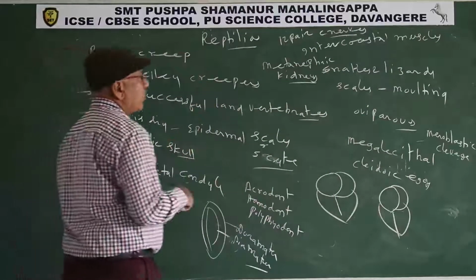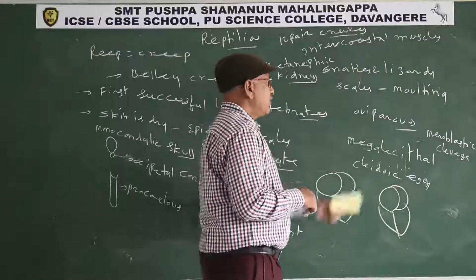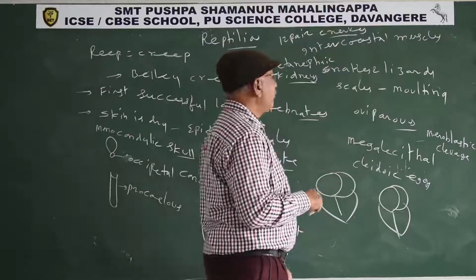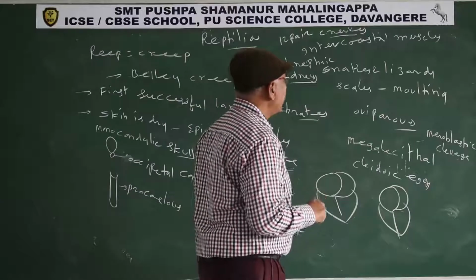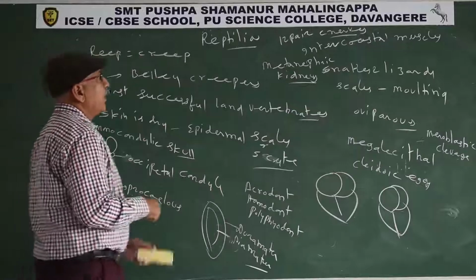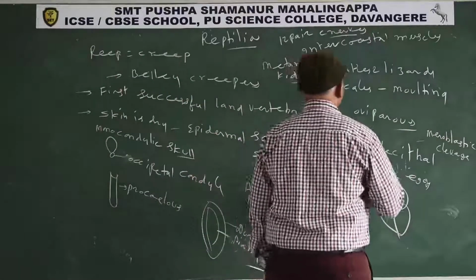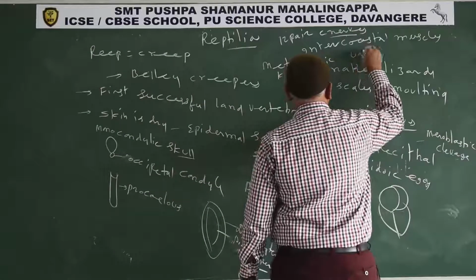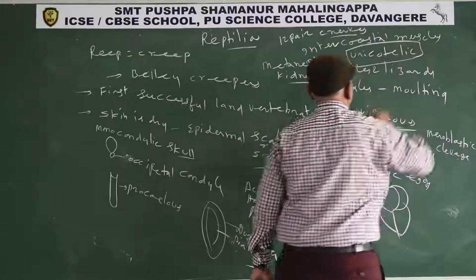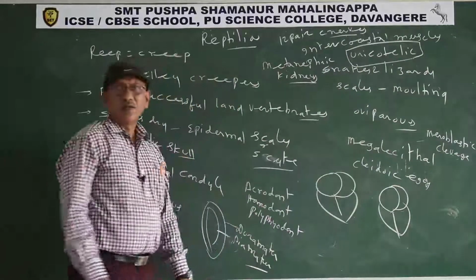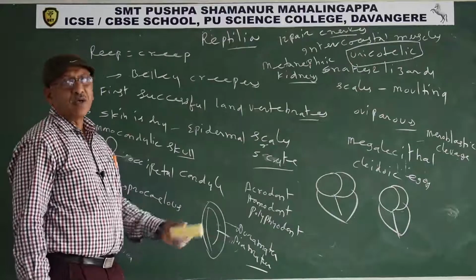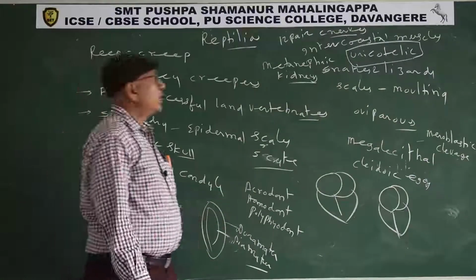So reptiles are oviparous. They lay eggs. Development is internal. Metanephric kidneys. Reptiles excrete uric acid, so they are uricotelic animals. Animals that excrete uric acid conserve water, save water.